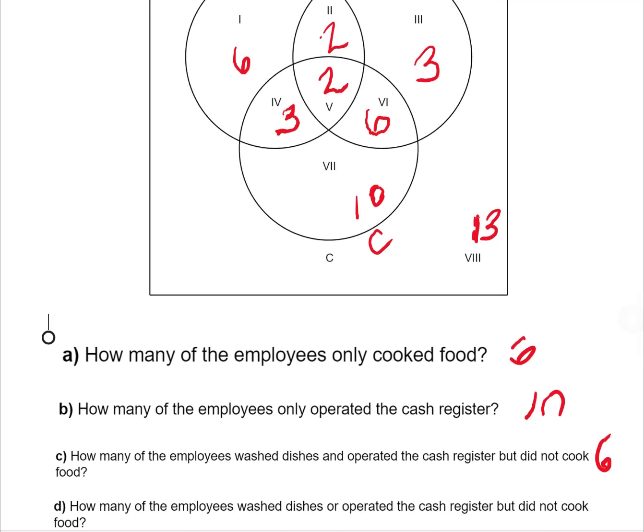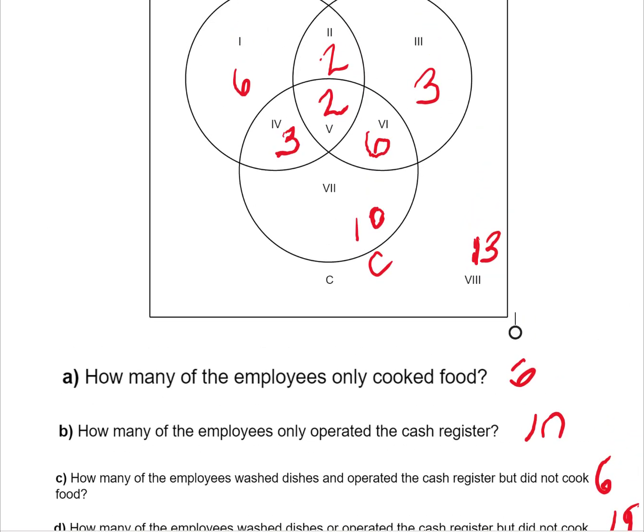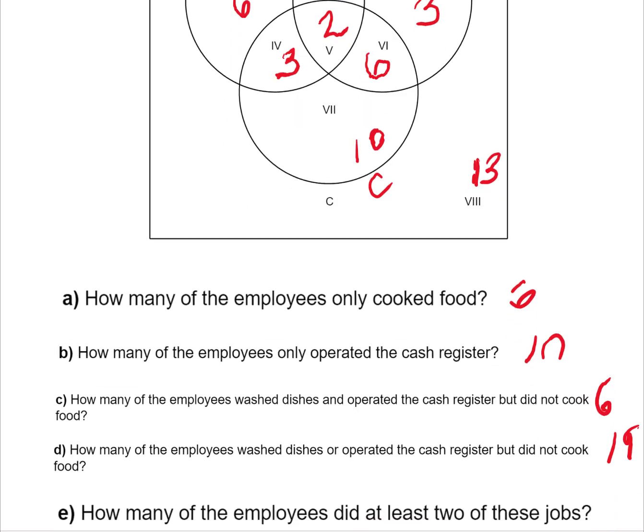Now the next question is similar, but it says washed dishes or operated the cash register but did not cook food. So we're going to add together regions 3, 6, and 7 and come out with a 19. And then finally, how many of the employees did at least 2 of these jobs? So 2 of these jobs is going to be regions 2, 4, 5, and 6. And if you add those all up, you come out with 13.